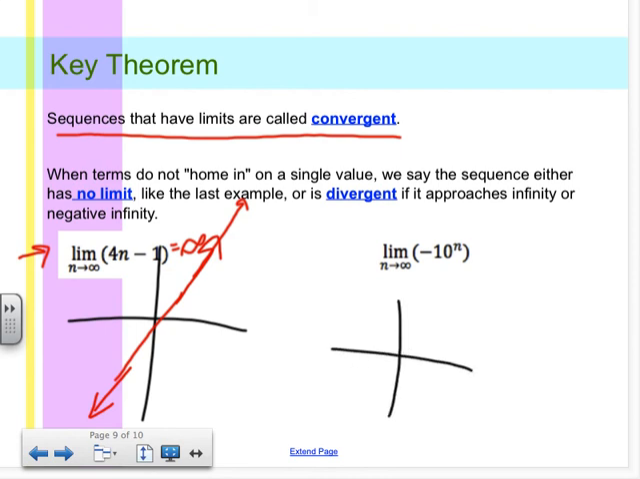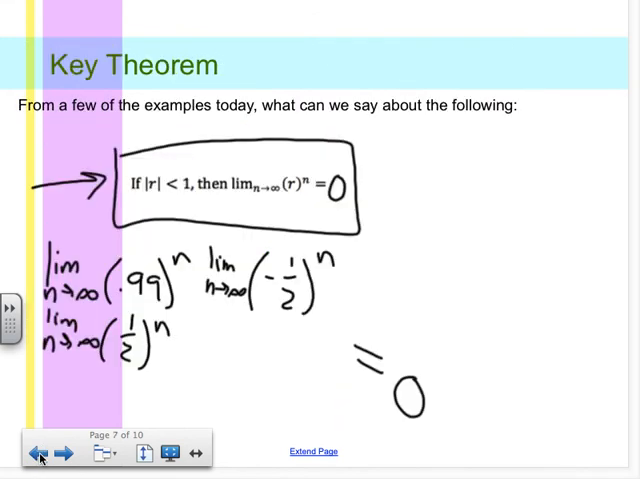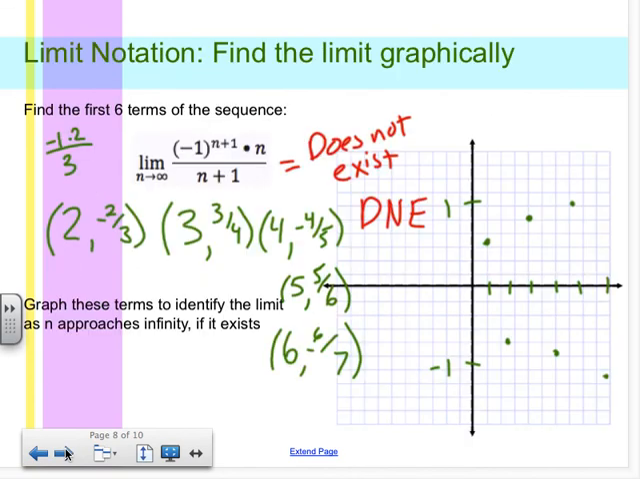-10 to the first is -10, so it would be down here somewhere. -10 to the second is 100. -10 to the third is -1,000. And it would continue to move farther and farther away in either direction. That doesn't home in on one value. That would be another case that does not exist. I know I didn't go through too many points there, but it would end up looking just like this. Because it's bouncing back and forth over the x-axis, it's not homing in on one single value.